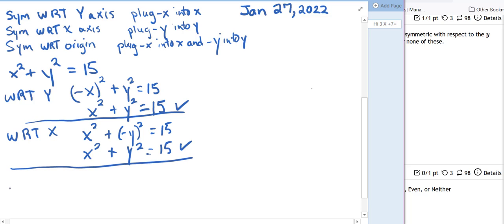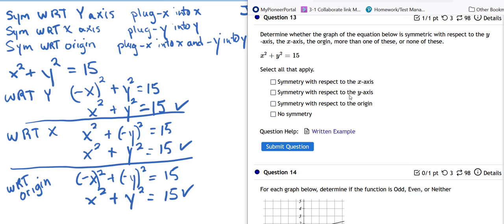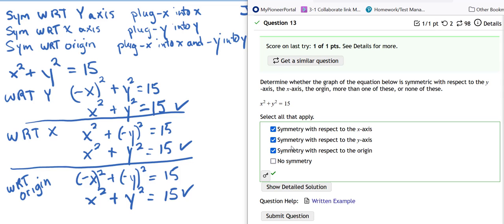And then symmetric to the origin. And you might have a feeling for this one because you're plugging it into both of them, but they're both squared and there's nothing else there. So it's going to give you back the original. So this one is symmetric to all. This picture, we haven't learned this yet, but it is a circle. So we have symmetry to all three of these.